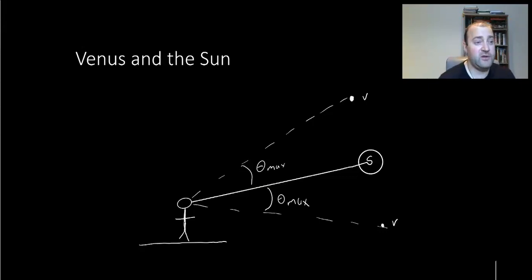So Venus is often called either the morning star or the evening star. If Venus is the morning star, it's a little bit ahead of the sun, and it rises early in the morning before the sun comes up. And once the sun comes up, you can't really see Venus anymore. The sun's light is too bright.